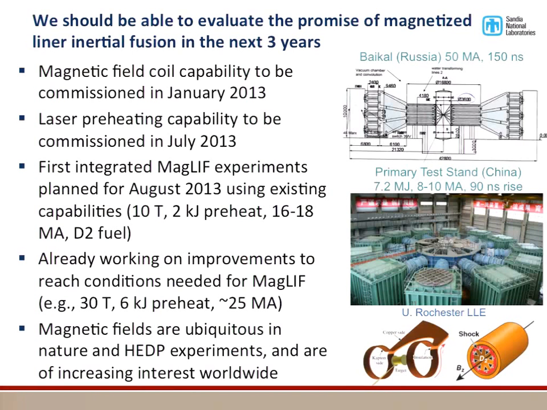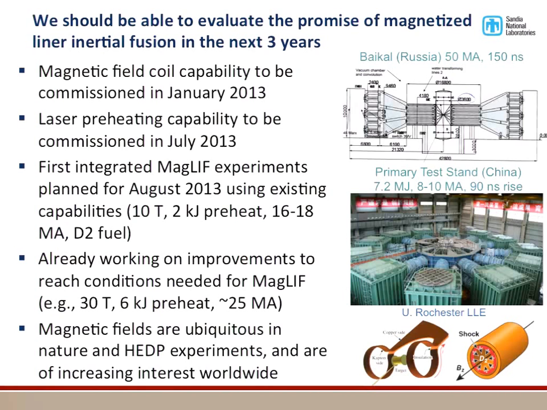We want 30 Tesla, we got 10. We want 6 kilojoules, we've got 2. We want 25 megamps, we've got 16 to 18 right now for the particular loads we're driving. And we want DT fuel, and right now we've got deuterium only. But it should be interesting to see what we get using that. We're kind of on a cliff. If we can get the laser energy up, we should be able to get really healthy yields, but we can start investigating physics with this platform immediately. We're already working on the improvements needed to achieve these higher conditions that we need for MagLIF.